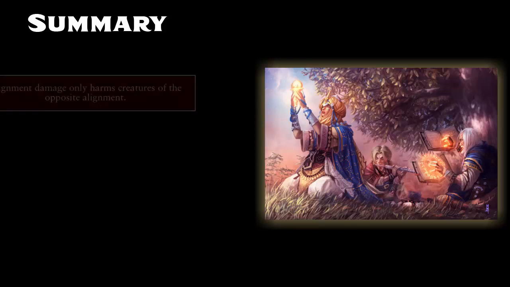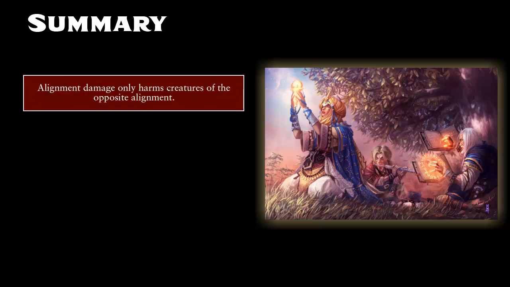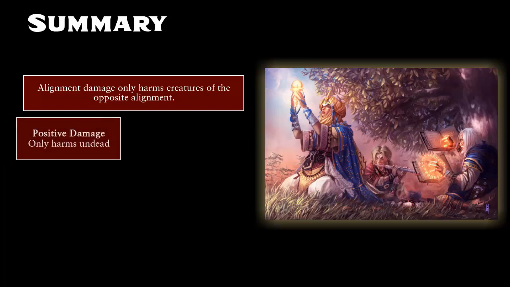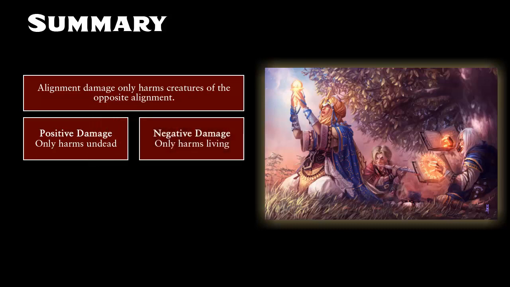In this video, we discussed a few of the less common features of the damage system. Alignment damage is a type of damage that only harms creatures with the opposite alignment of the damage. Good damage only harms evil creatures, chaotic damage only harms lawful creatures, and so on. Positive and negative damage are types of energy damage. Positive damage harms the undead and has no effect at all on living creatures or objects, and negative damage harms the living but has no effect on undead creatures or objects.